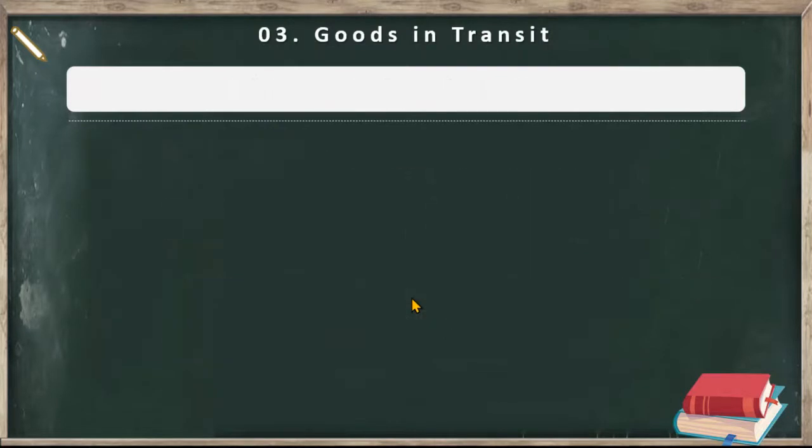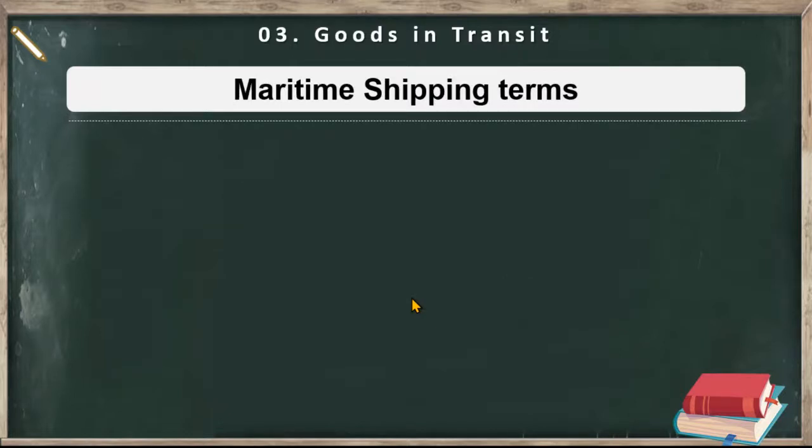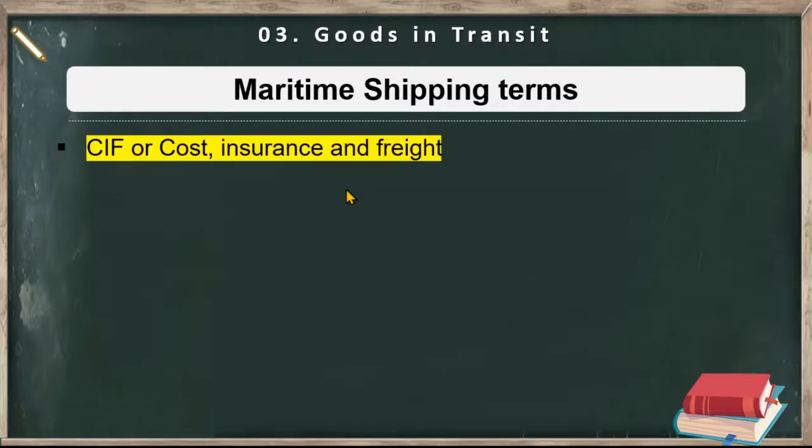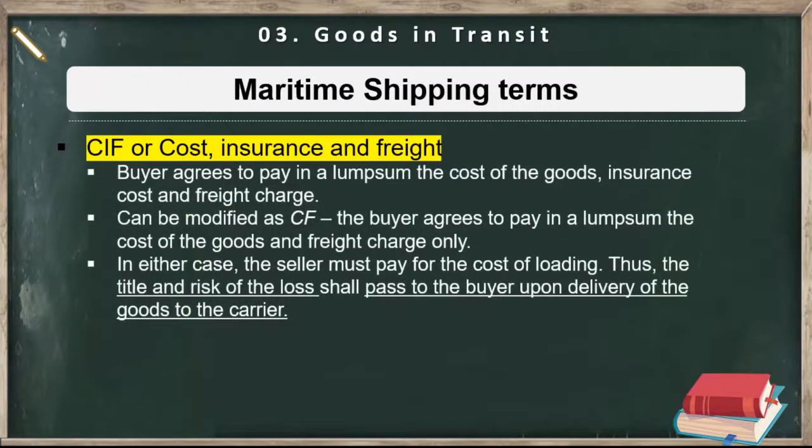The next one is we have the CIF, or cost, insurance, and freight. So in here, buyer agrees to pay in a lump sum the cost of goods, insurance cost, and freight charge. So bayaran niya tanan ang cost, insurance, ug ang pamiliti. It can also be modified as CF only, excluding the insurance, C and then F for the freight. In either case, even if CIF or CF na siya, the seller must pay for the cost of loading.